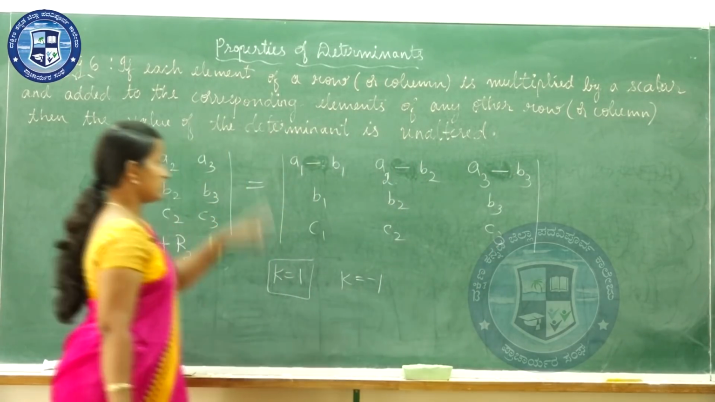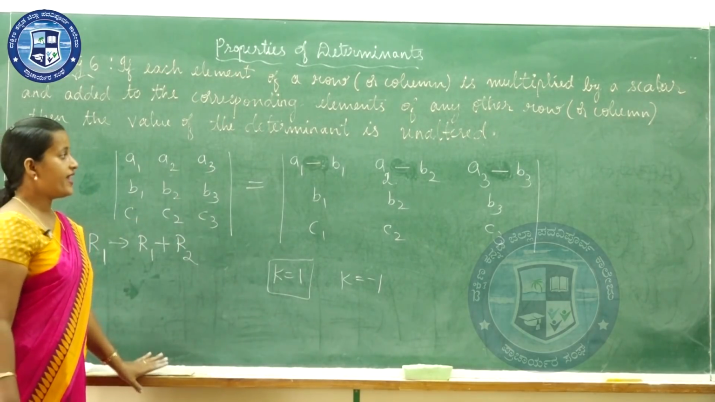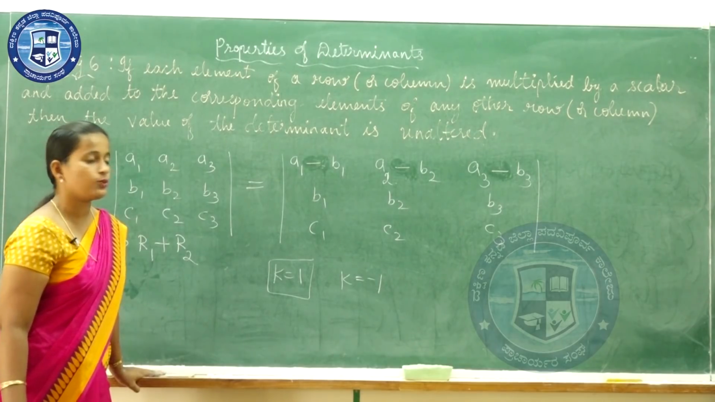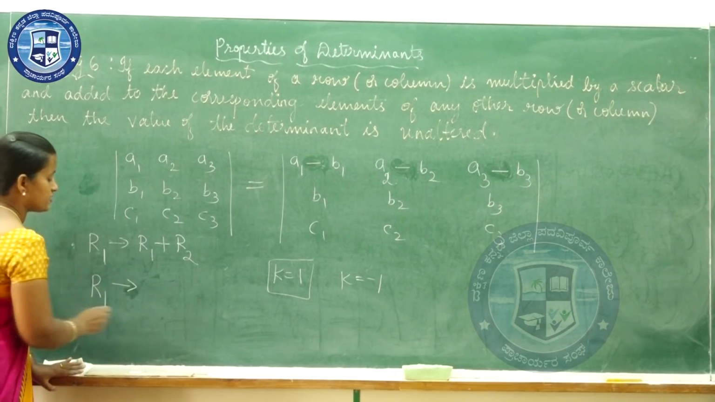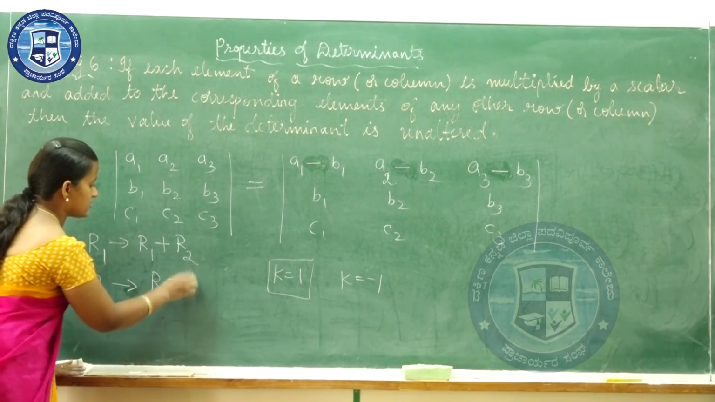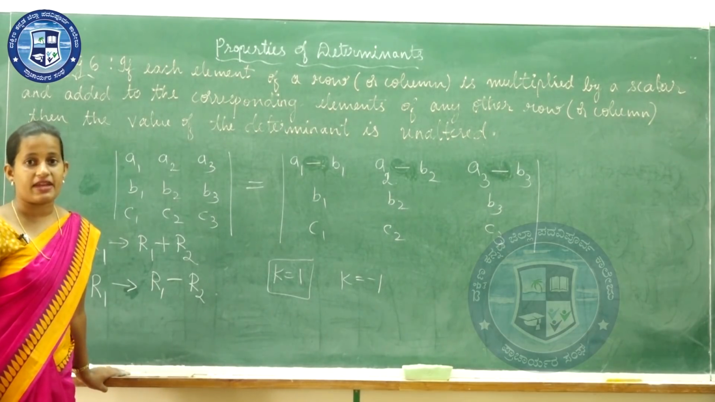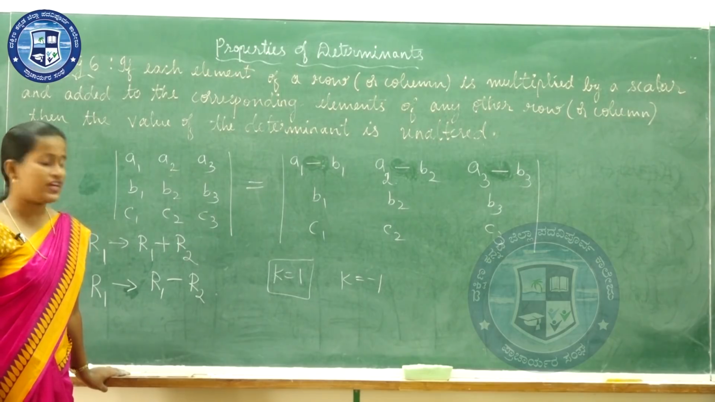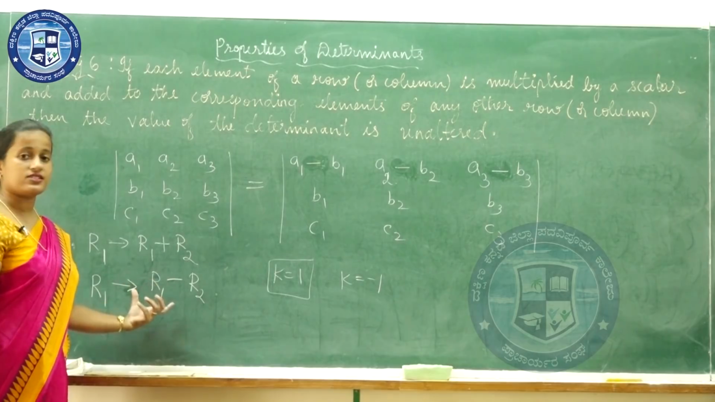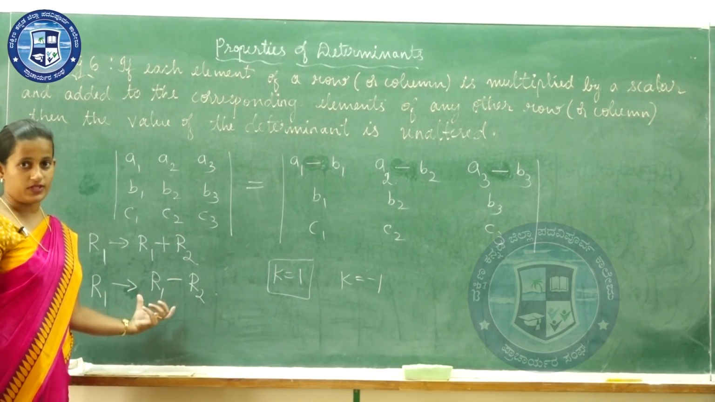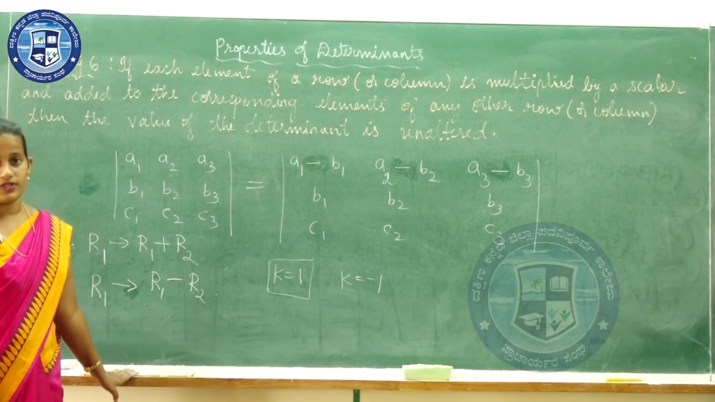So what we have done is, looks like we have subtracted the second row from the first. A1 minus B1, A2 minus B2, A3 minus B3. So the operation R1 replaced by R1 minus R2 is a valid operation under which the determinant remains the same. Okay, determinant will not change if you do these two operations. Remember this because it is needed when we solve the problems. Okay, so property 6 is very, very important in solving the problems.